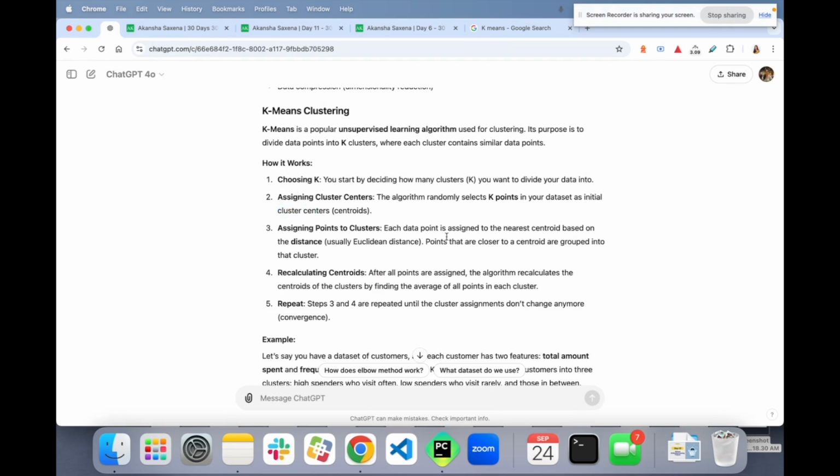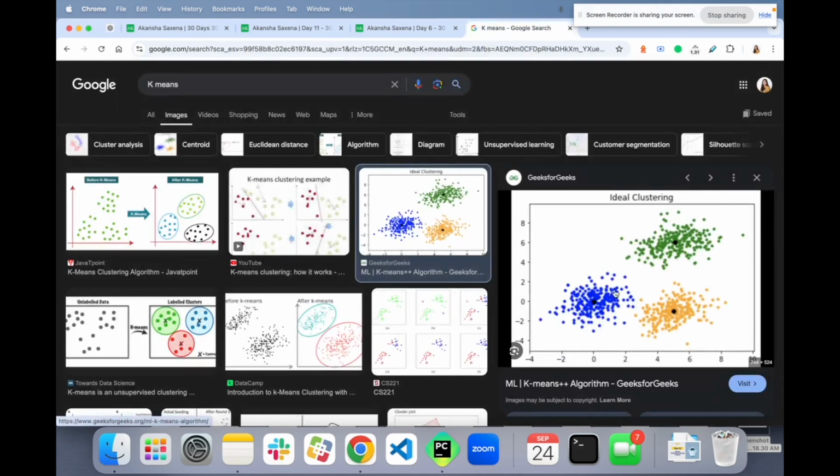Assigning points to clusters: each data point is assigned to the nearest centroid based on the Euclidean distance. We all know what Euclidean distance is, the distance between two points in a graph in two dimensions. Points that are closer to a centroid are grouped together into that cluster. So if I go back here, for example, this blue point is closer to this centroid, so it will be part of this cluster. This is closer to this centroid, so this is part of this cluster. This point is closer to this centroid, so this is part of this cluster.